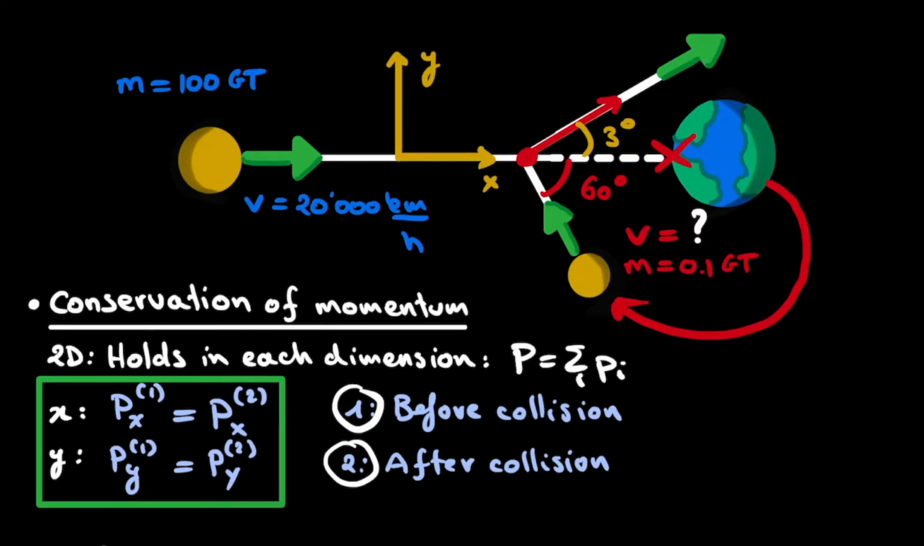And this immediately shows us that the comet before the collision only has a momentum component in the x direction, since it's only moving in the x direction. And its y component will be 0.